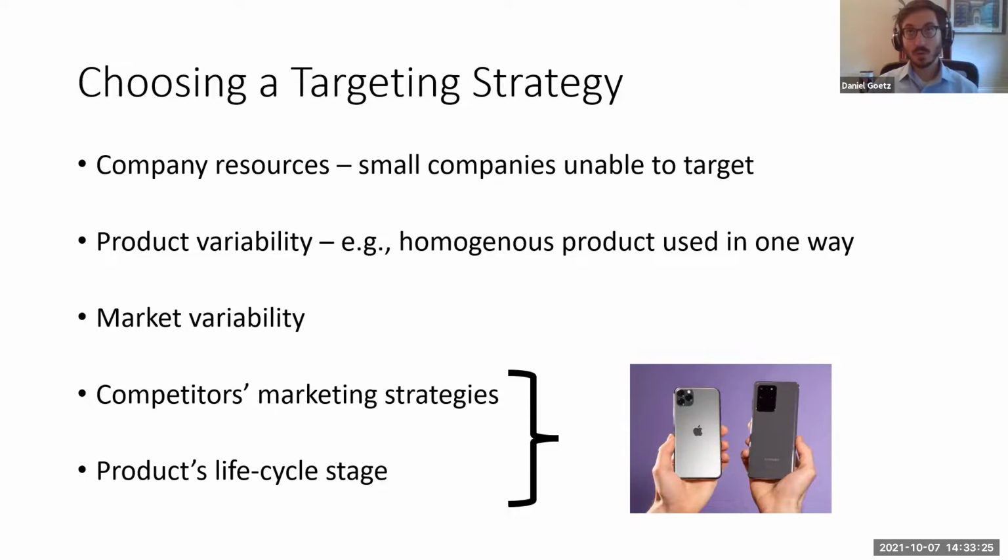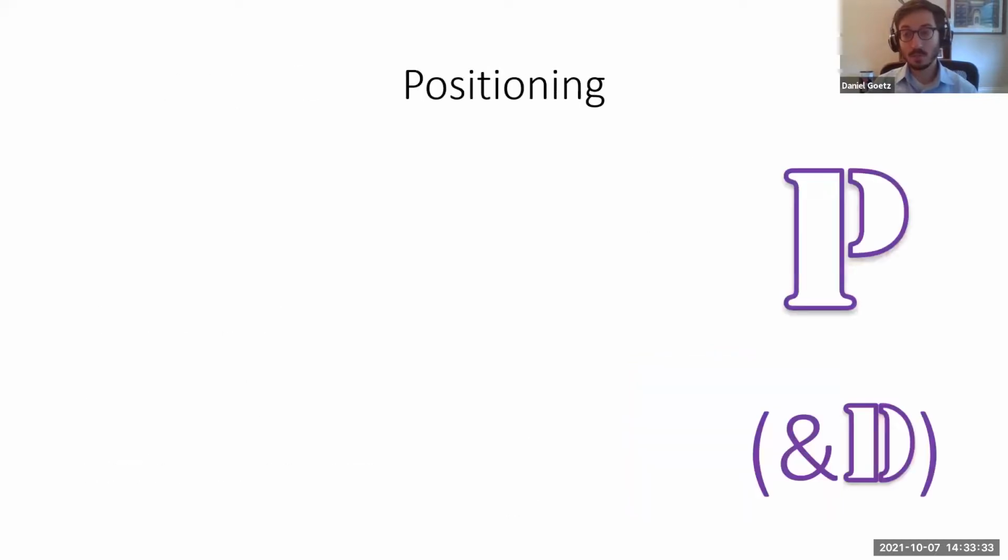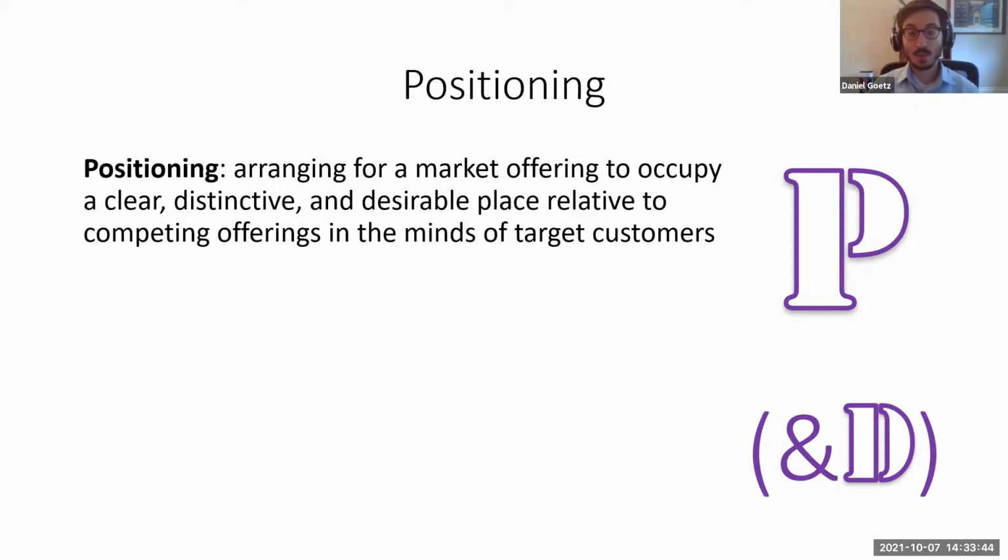Once you've done your segmentation and targeting, you've answered the question of who: who am I creating value for? The next things you want to do are positioning and differentiation. This is how we create value for these people relative to our competitors. Positioning is arranging for a market offering to occupy a clear, distinctive, and desirable place relative to competing offerings in the minds of target customers.